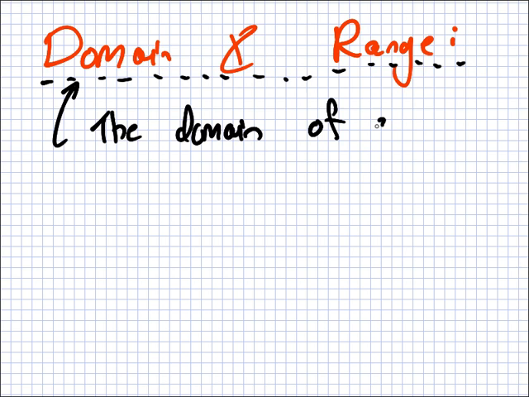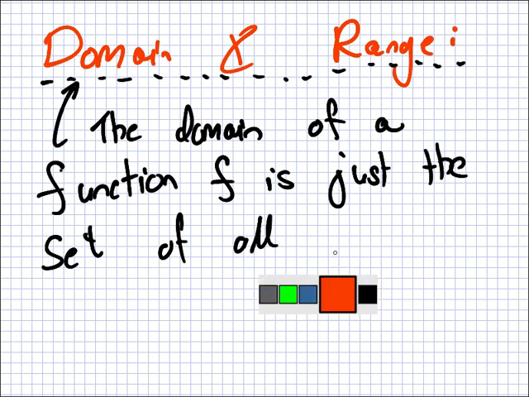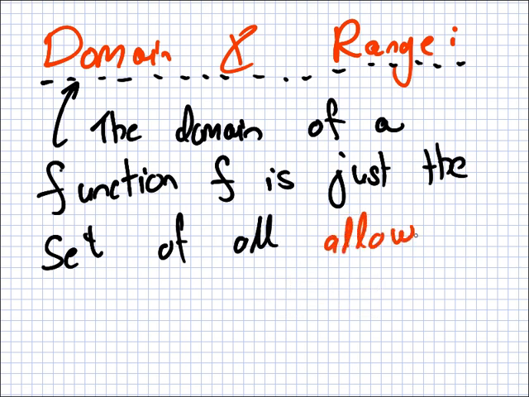The domain of a function f is simply the set of all allowed values of x. In other words, simply put, the domain is the values of x you're allowed to use. That's all it is. Could be all real numbers, but depending on the function, it might not be. Okay? So that's the domain.